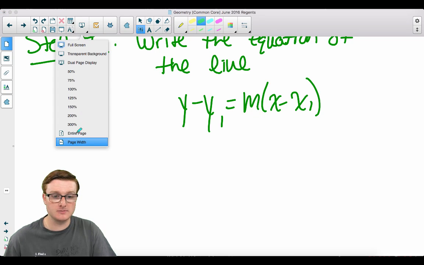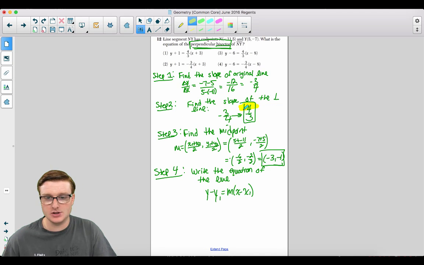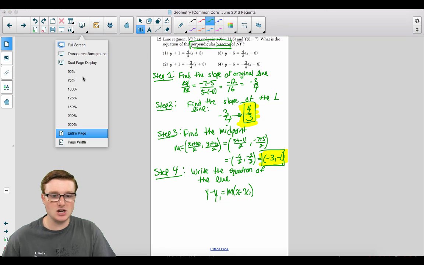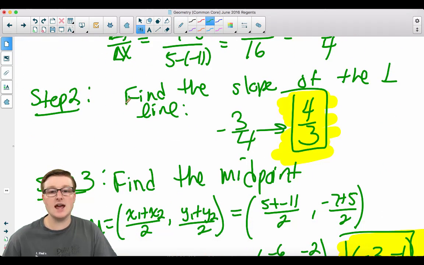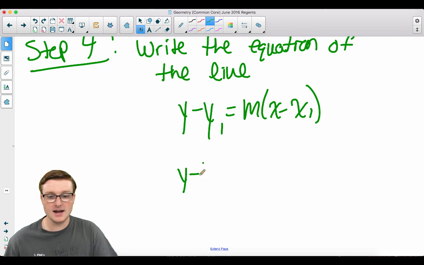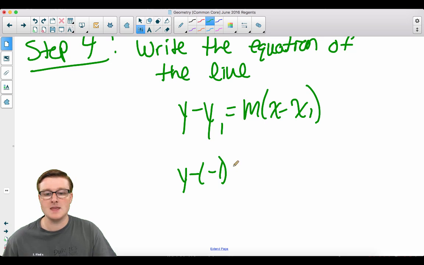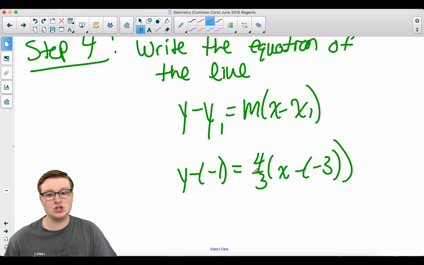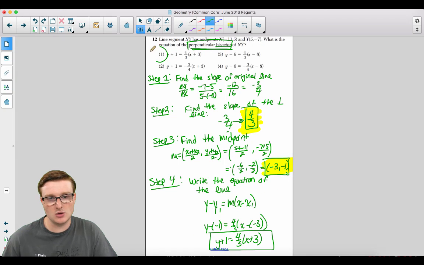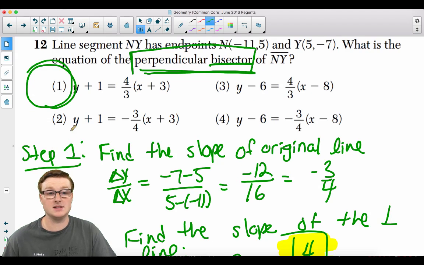We have the slope of 4/3, and we have the midpoint of negative 3, negative 1. So what I'm going to do is use this information, go back to my equation and plug in 4/3 for my slope and negative 3, negative 1 for the point. So we get y minus a negative 1 is equal to the slope of 4/3 times x minus a negative 3. Now the signs change. So we get y plus 1 is equal to 4/3 times x plus 3. And you match that up to the answer choices. The answer is going to be choice 1, which is the same thing.